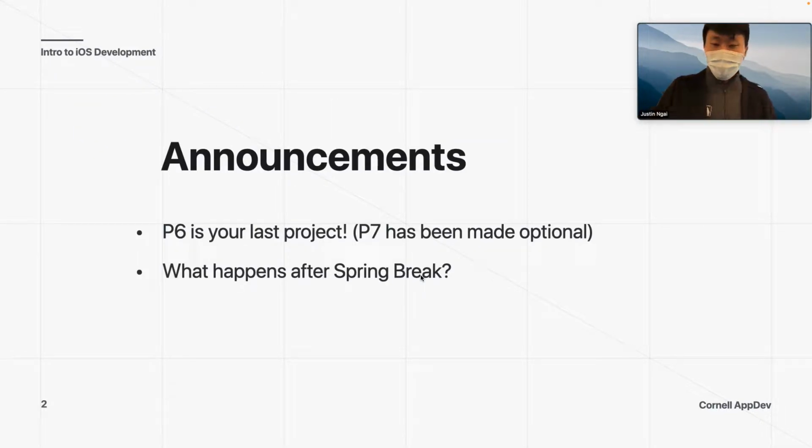Before we get started, we have some announcements. P6 is going to be your last project. There technically is a P7 after that, but we made it optional, mainly due to the feedback. We're realizing that some of the projects are a lot harder than we intended, so we didn't feel like we should give you more work to do. So P7 is optional. If you do it, you get extra credit. But P6, the next project due after spring break, is your last project to do.